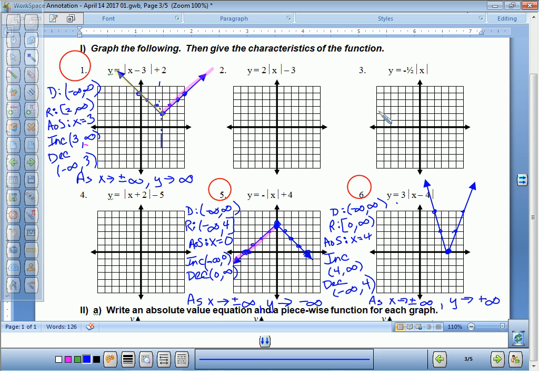Okay, so for homework, you got 2, 3, and 4. Easy cheesy. That's it? Well, you thought.